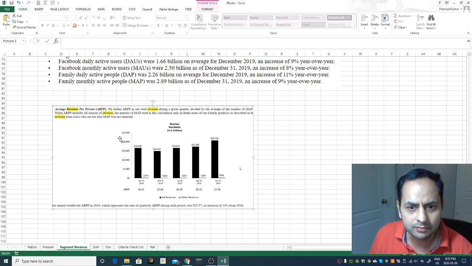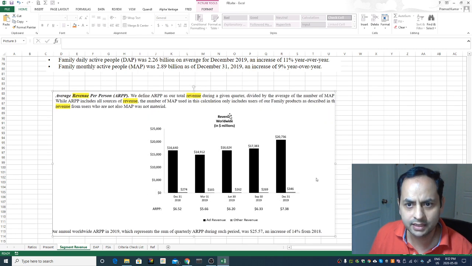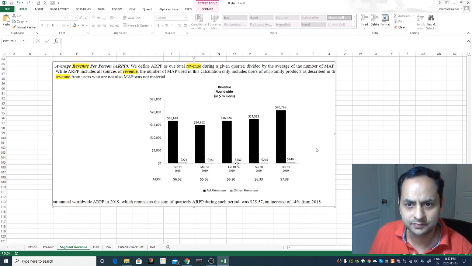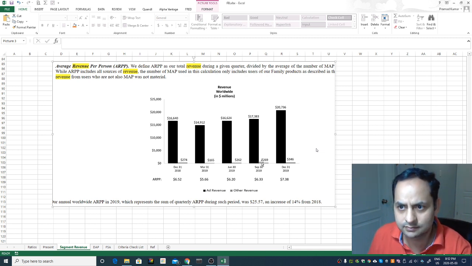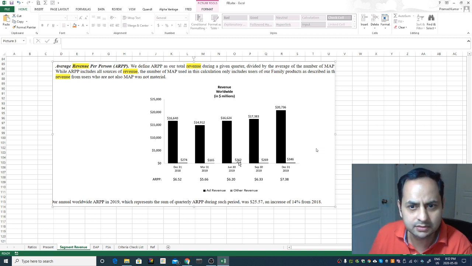And average revenue per person, again the revenue worldwide is increasing. If you see, per person is 346, before it was 269, and once they start working, within 1-2 years, with Reliance and Jio, I believe this will skyrocket.